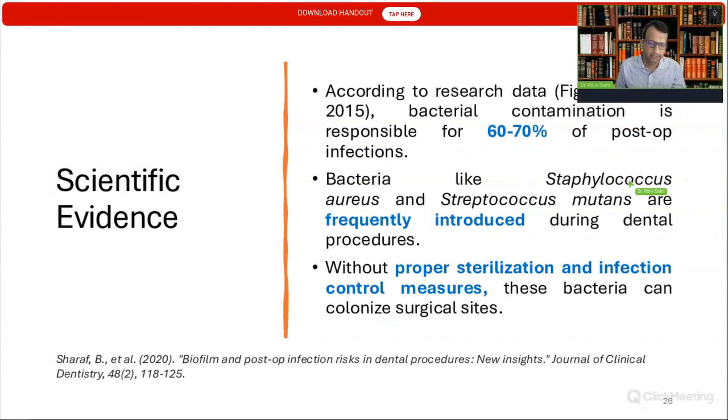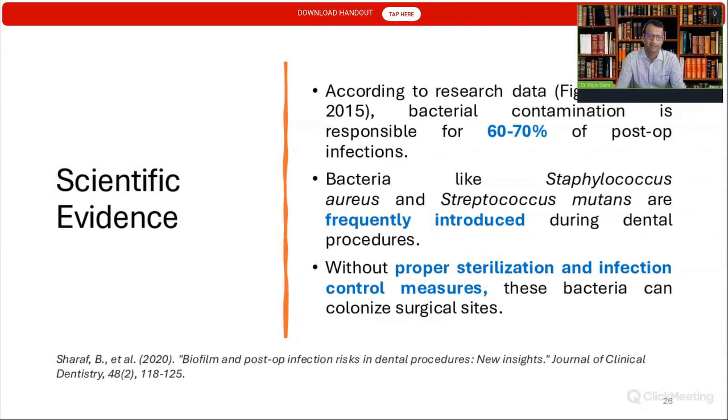According to research data and a study by Fugu et al., bacterial contamination is responsible for 60 to 70% of post-op infections. And the key pathogenic organisms present in the oral cavity are Aggregatibacter actinomycetemcomitans, Porphyromonas gingivalis, Prevotella intermedia, Tannerella forsythia, Fusobacterium nucleatum, Peptostreptococcus, and Campylobacter rectus. These seven organisms play a very significant role in causing infection at surgical sites.